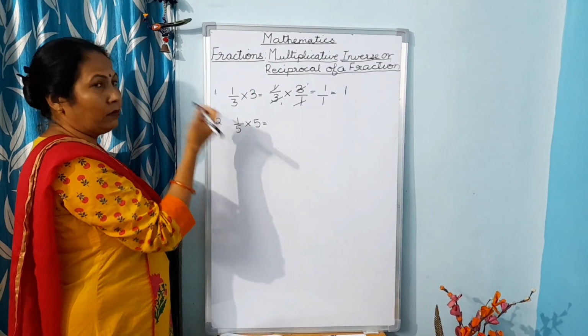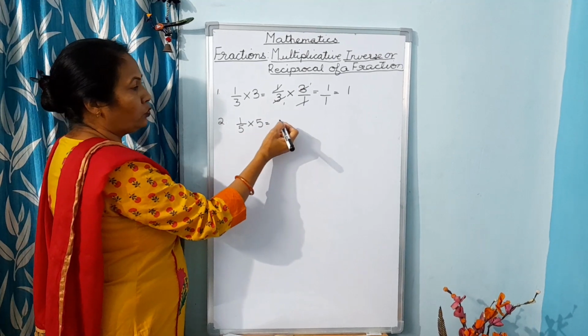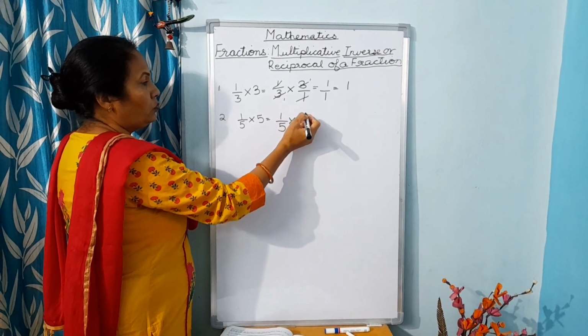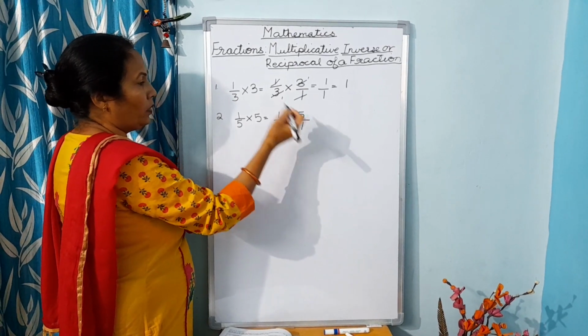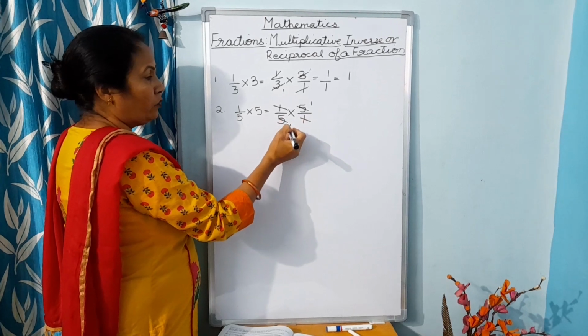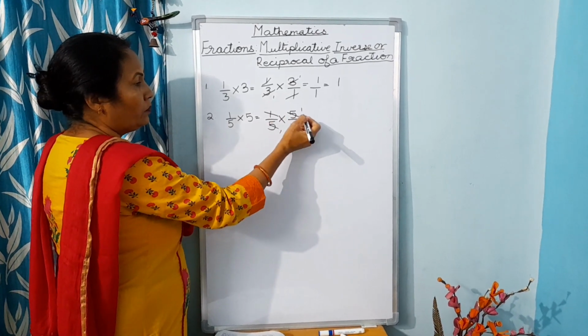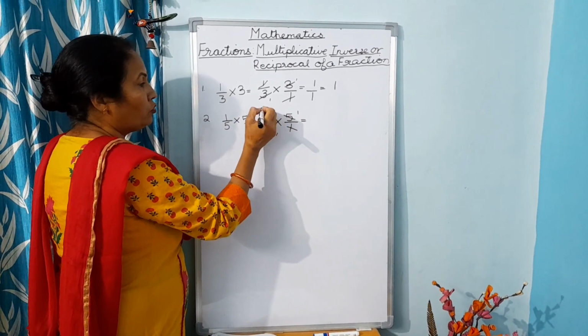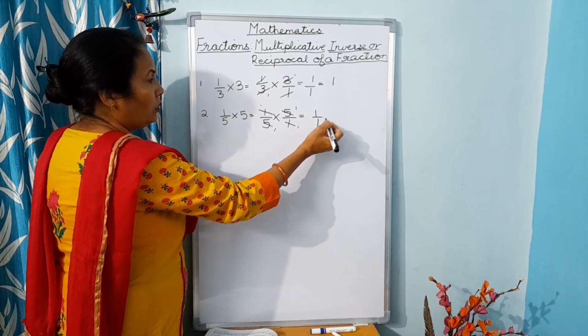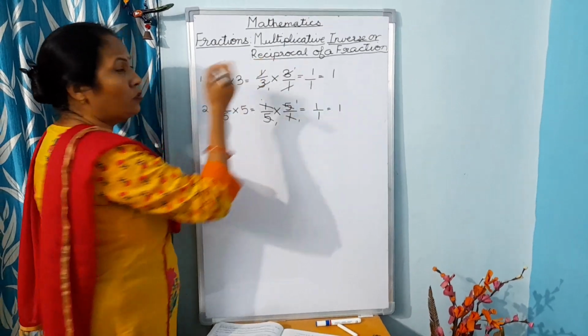Now I will show you one more. 1 upon 5 into 5. Now 1 upon 5 into 5 upon 1. Again when you cancel this, 5 ones are 5, so 1, and here also you will have 1. 1 ones are 1, 1 ones are 1. This is equal to 1.